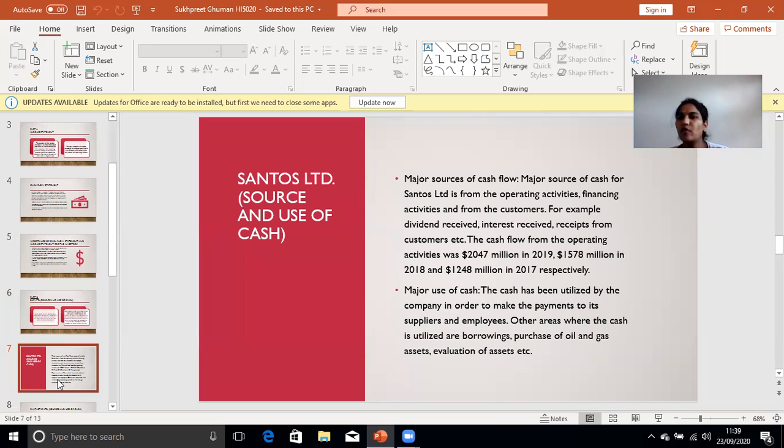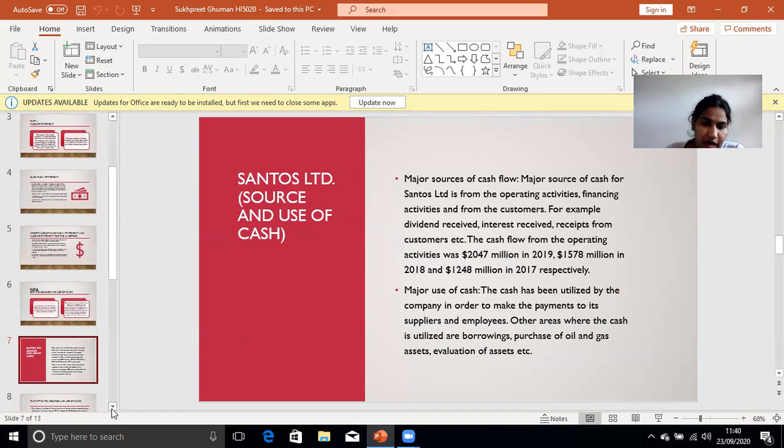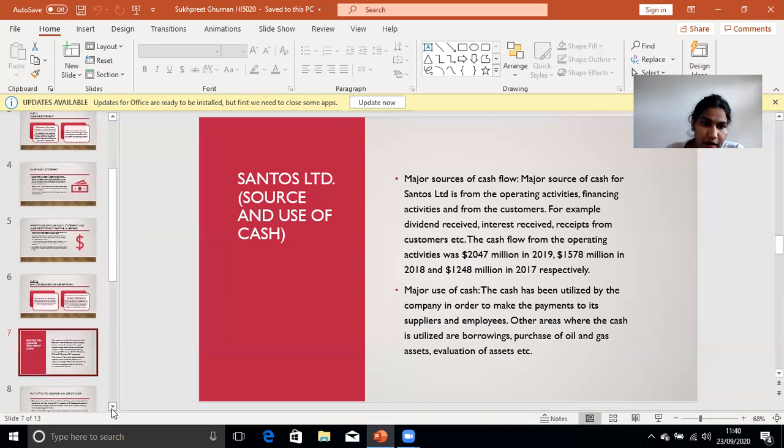The cash flow from the operating activities was 2047 million in 2019, 1578 million in 2018, and 1248 million in 2017 respectively. Major use of cash. The cash has been used by the company in order to make the payment to its suppliers and employees. Other areas where the cash is utilized are borrowings, purchase of oil and gas assets, evaluation of assets, etc.